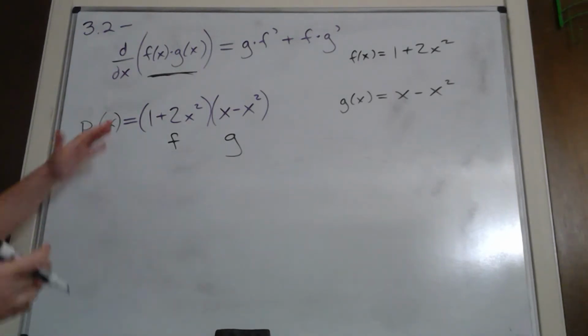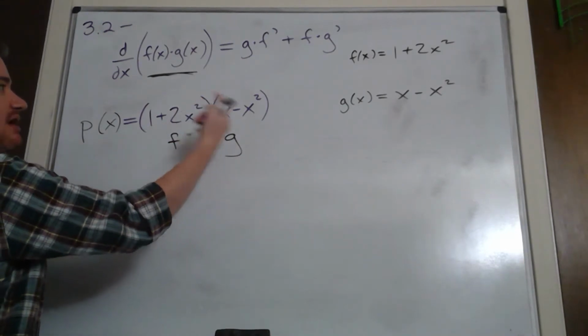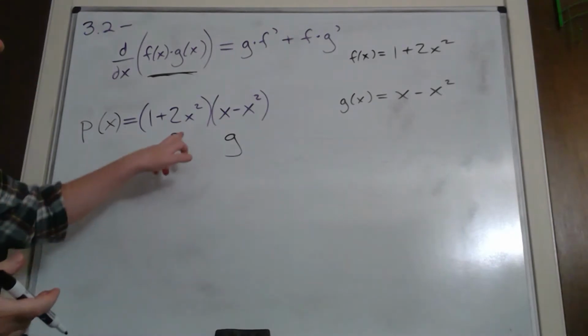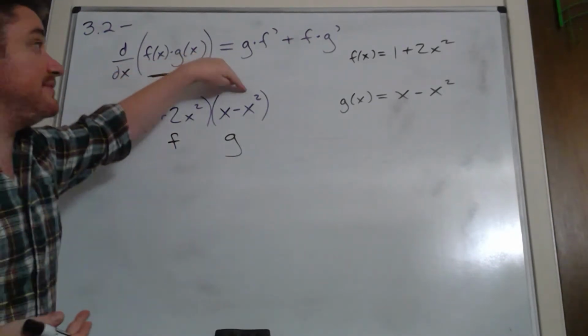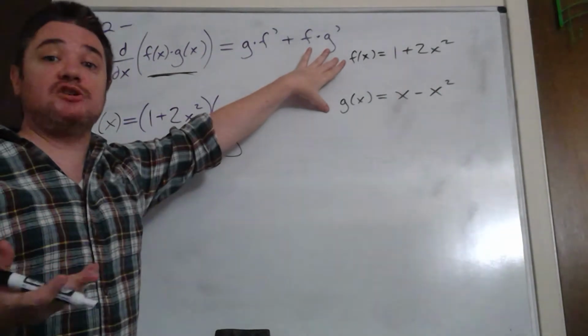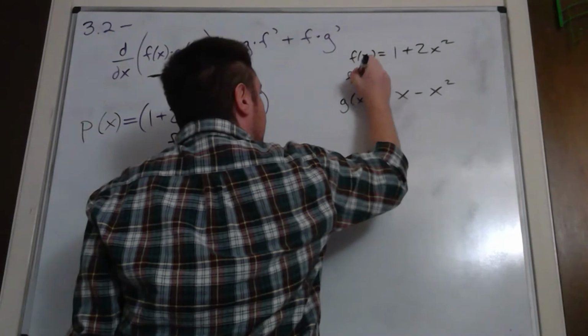Okay, so I look at this thing, I identify I've got a product here. 1 plus 2x squared is one term, times x minus x squared is another term. So I'm going to use the product rule. In order to use that, I want to call this first piece f and the second piece g. Then I put each function over here, and now let's find each derivative. So I'm finding the pieces before I need them.